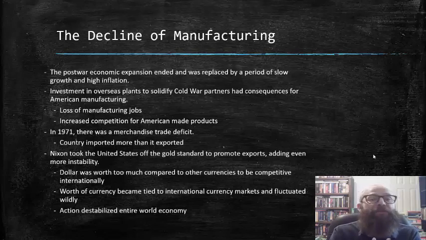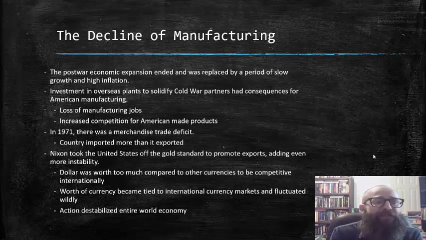There was a tremendous loss of manufacturing jobs in the United States, as many of those jobs went overseas where labor was much cheaper. And because of the boom in overseas manufacturing, there was increased competition for American-made products. In 1971, for one of the few times in American history up to that point, there was a merchandise trade deficit where the country actually imported more than it exported.